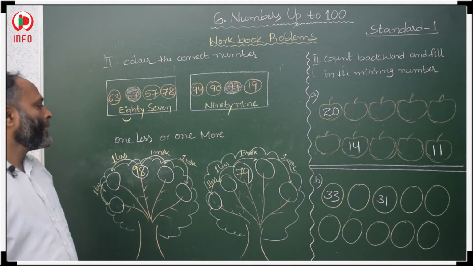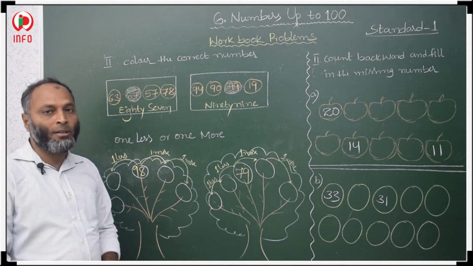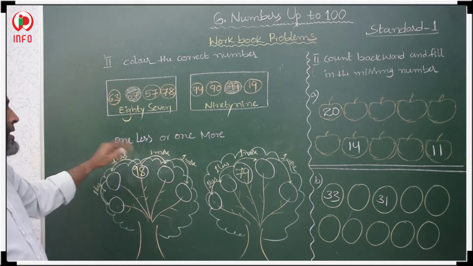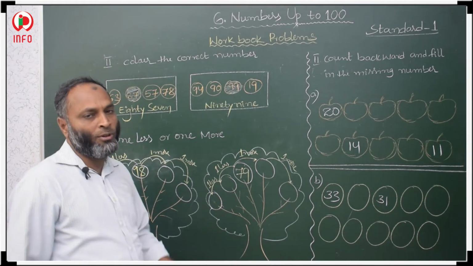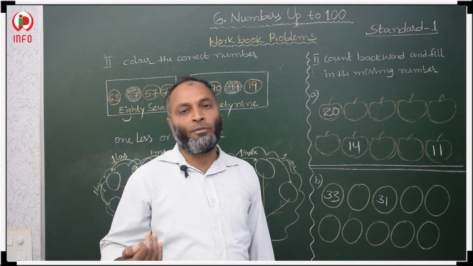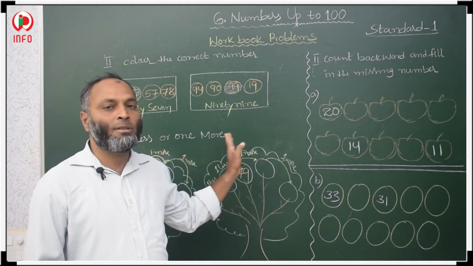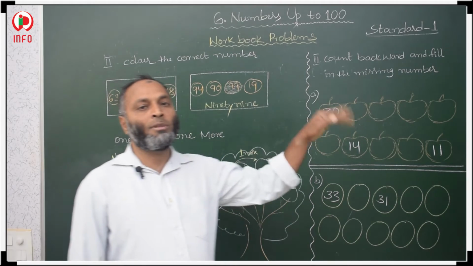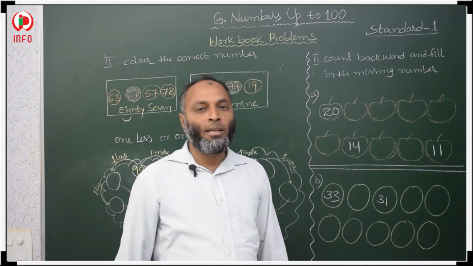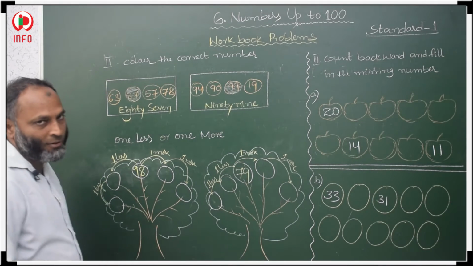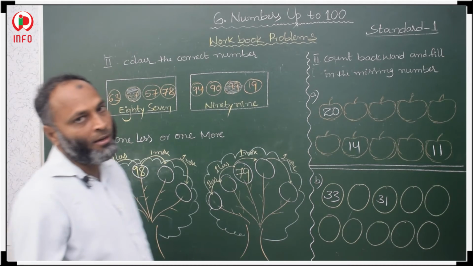Okay. Then after that, here one less, one more. One less means the before number we have to write. One more means the after number we have to write. Less number comes on the left side, more number comes after, on the right side.